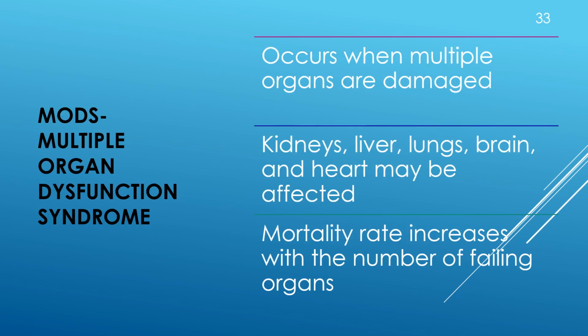Another thing to familiarize yourself with is MODS, multiple organ dysfunction syndrome. This occurs when two or more of your organs are damaged, such as your kidneys, your liver, your lungs, your brain, your heart. All of them could be affected, or maybe just at least two of them. The mortality rate is anywhere from 27 to 100% based upon the number of organs failing. My next slide goes into how you actually diagnose MODS.